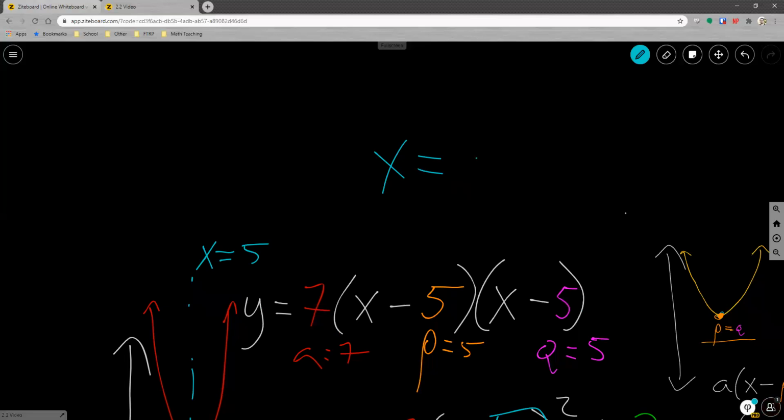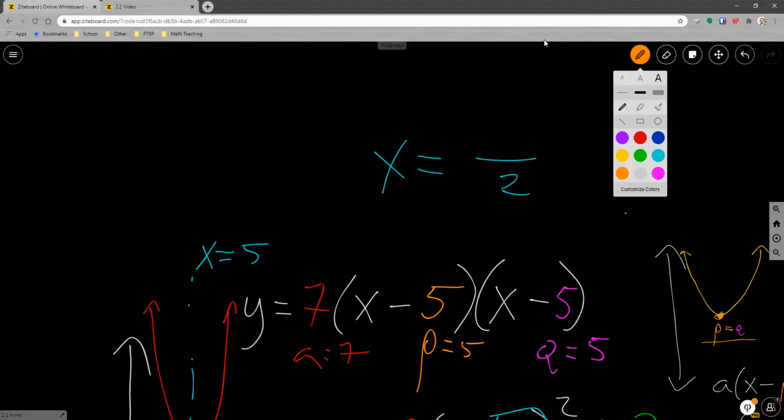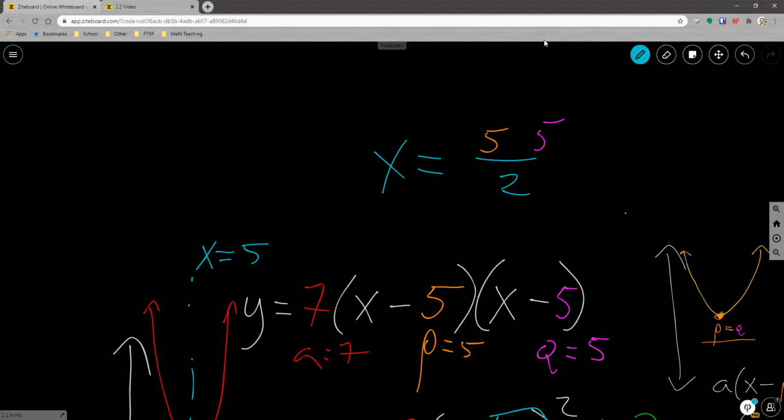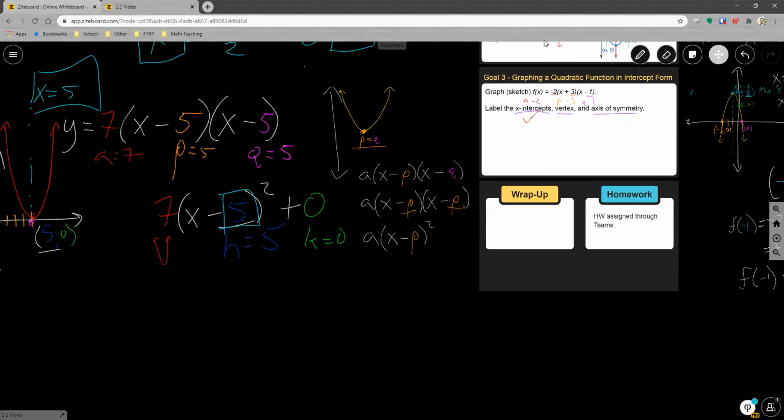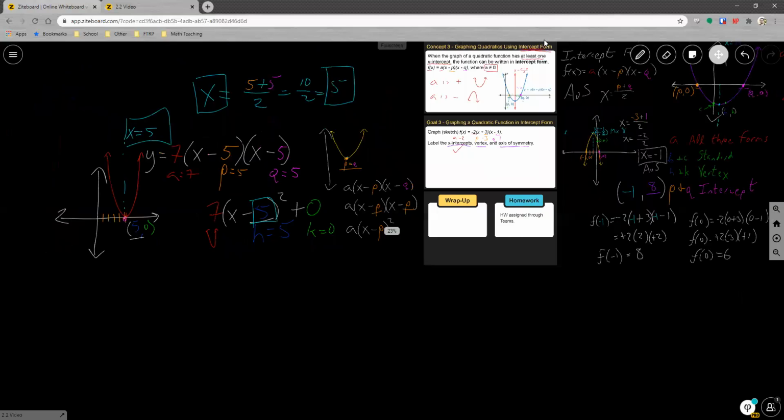If I stay in an intercept form, it still works the same way. X is going to be equal to, well, I've got my P value and my Q value. I'm adding them together and dividing by 2. Well, 5 plus 5 divided by 2 is just the same as 10 divided by 2, which is equal to 5. X equals 5. So intercept form is nice when we have the actual intercepts already, we can build the equation very quickly using those intercept values, and then we can multiply through if we want to convert it to another form.